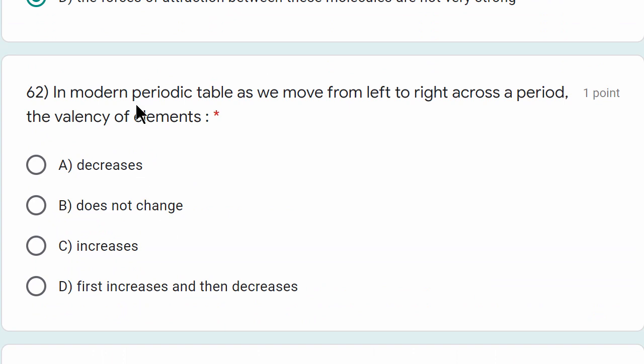All right, 62. In the modern periodic table, as we move from left to right across a period, what happens to the valency of the elements? Now, valency means how many electrons it is willing to give up easily, or how many electrons it wants. So valence electrons is not the same, this is valency. So valency first increases, then decreases. If you think of it, chlorine has a valency of 1 and sodium also has a valency of 1, and the middle elements have higher valency.